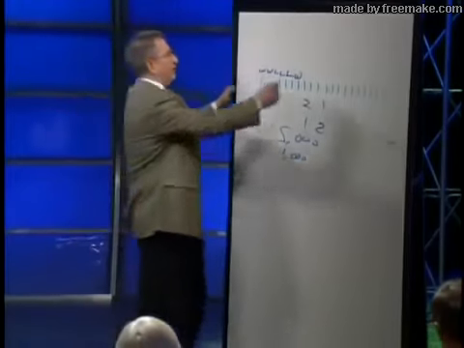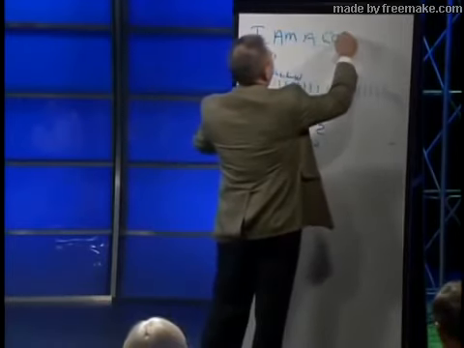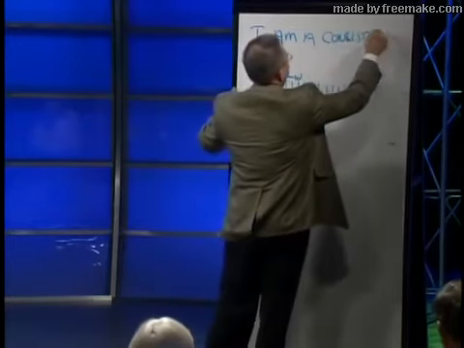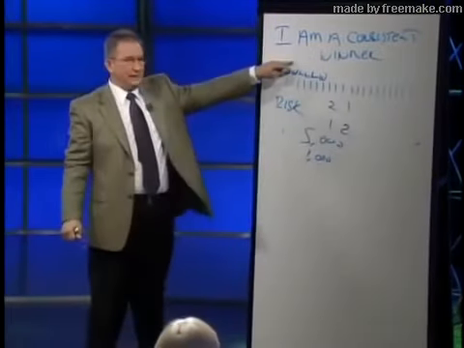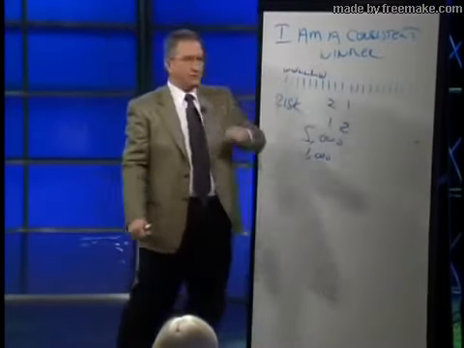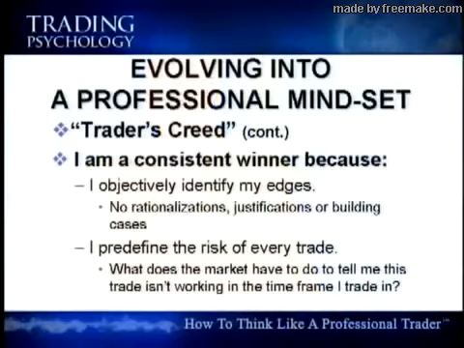Well, what we want to do is install a belief that says, I am a consistent winner. And the subset beliefs that you have to make this true will automatically compel you to act or behave in a way that's consistent with that belief. Why are you a consistent winner? Because I objectively identify my edges. Objectively, meaning no rationalizations, justifications, or building cases. I know what criteria defines my edge, and it's either present or it's not.